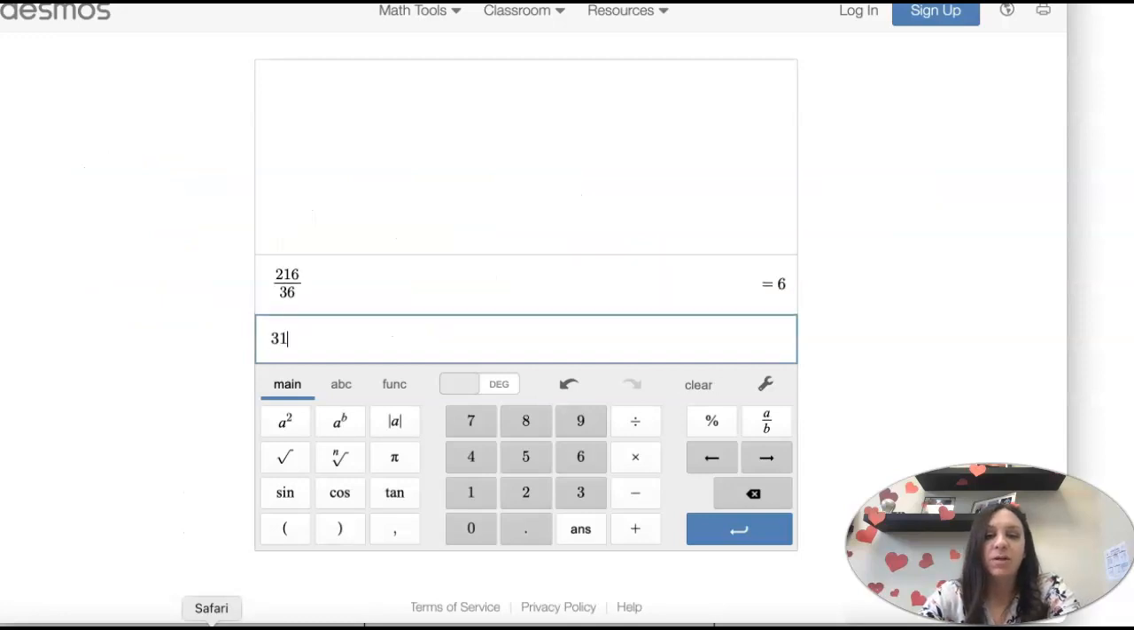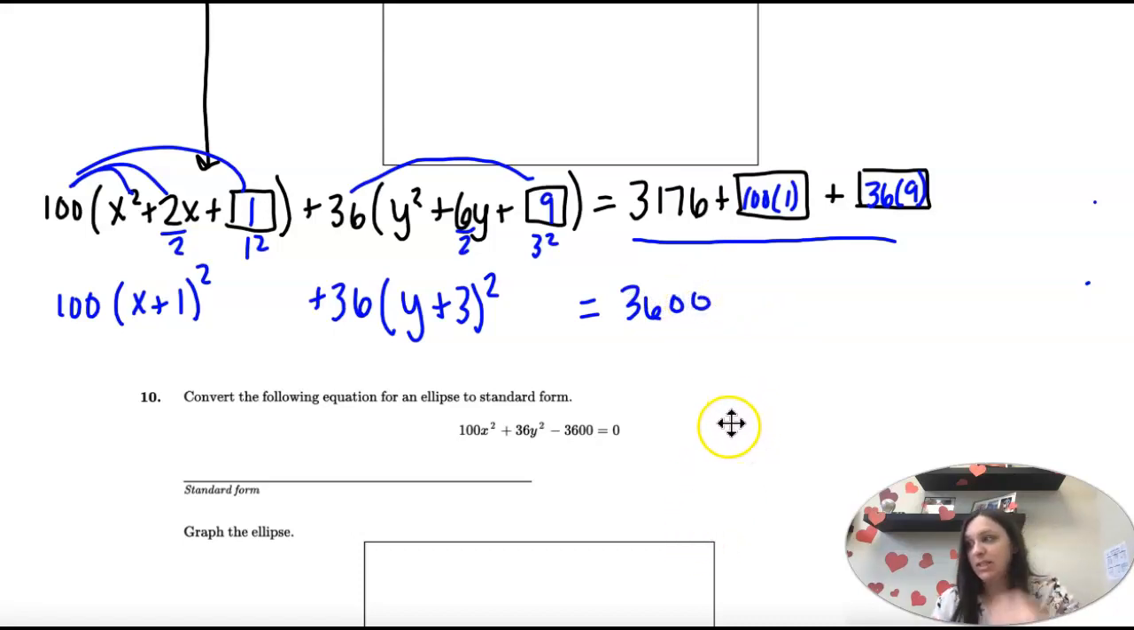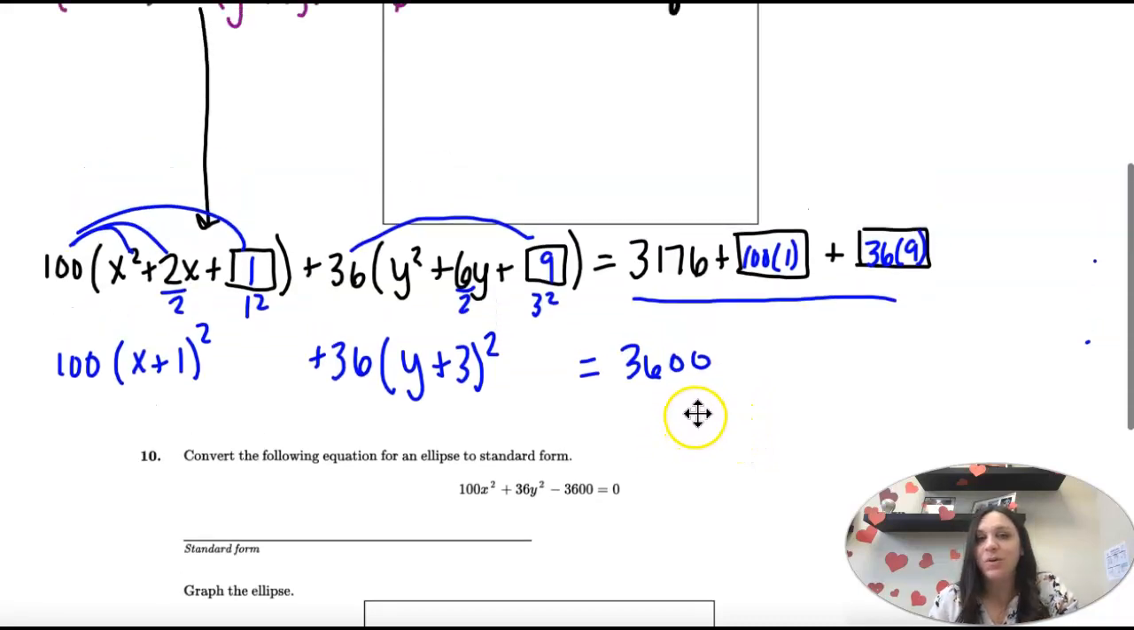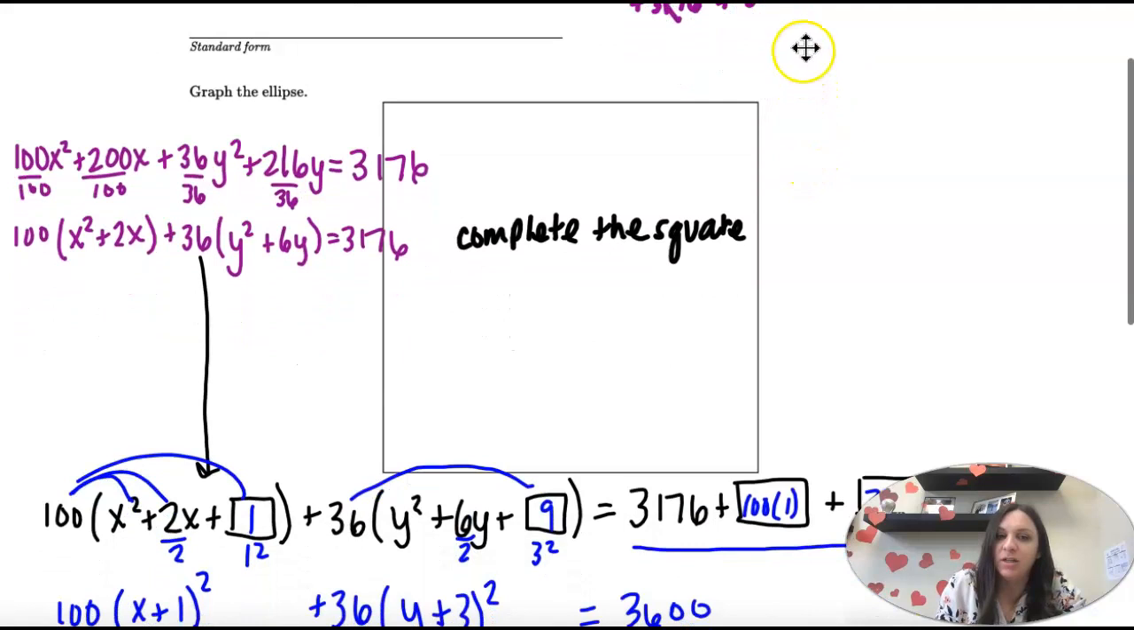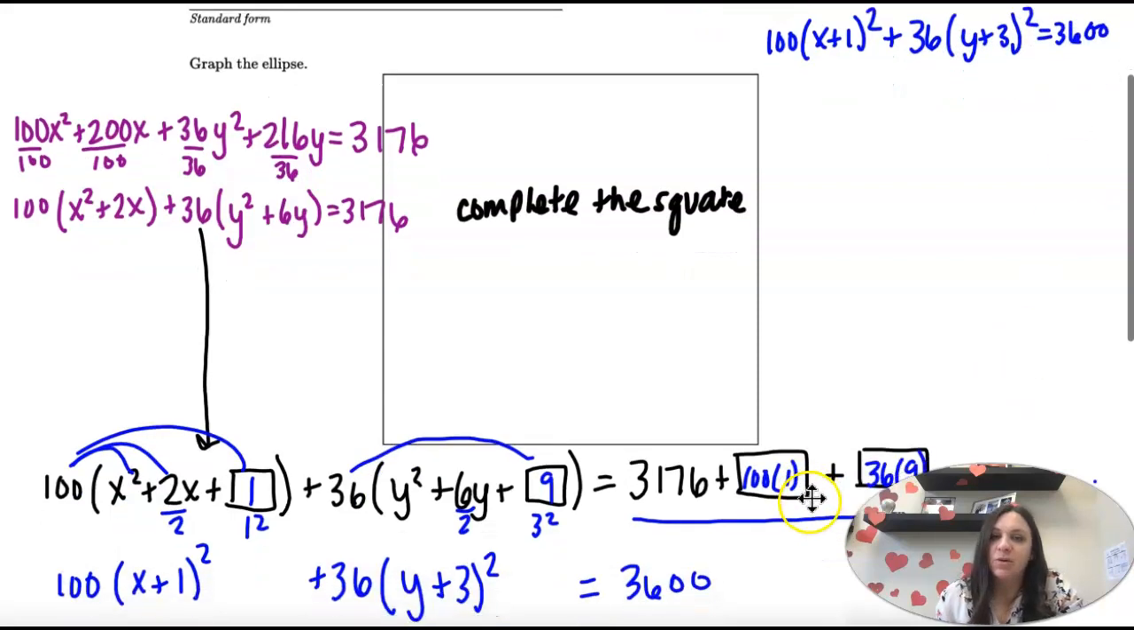So I have 3176 plus 100 times 1. Yes, I know that's 100. But we're going to type it out just like I wrote it. And then 36 times 9, which is 3600. Oops. So it's really close. It's almost in that form, but not quite. I'm just going to rewrite it up here. I don't have as much room when I'm writing these. So I have 100 x plus 1 squared plus 36 y plus 3 squared equals 3600. Okay.